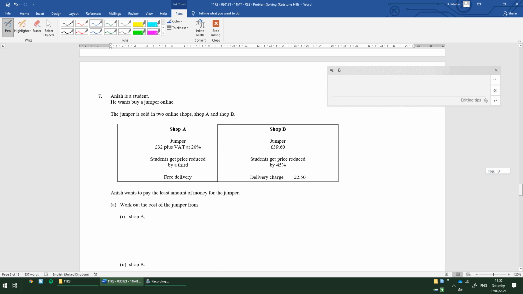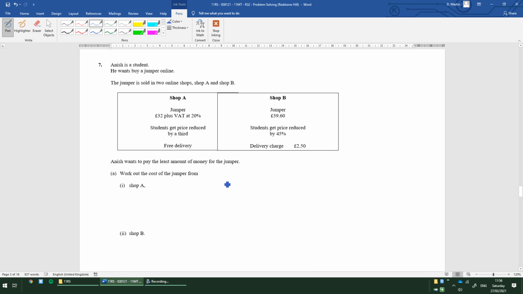Okay, so the next one. Anish is a student who wants to buy a jumper online. The jumper is sold in 2 online shops, and he wants to pay the least amount of money. So the cost of the jumper at shop A, we've got to do 32 plus 20% of 32 first. Well, to get 20%, we'll divide it by 5. So we've got 32 plus 32 divided by 5. 32 divided by 5 is £6.40. So 32 plus 6.4. So it's £38.40 there.